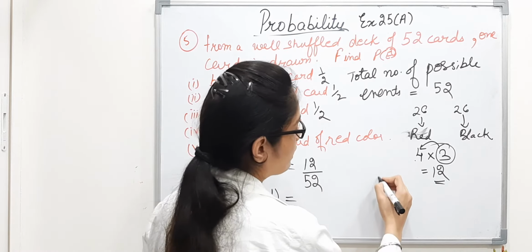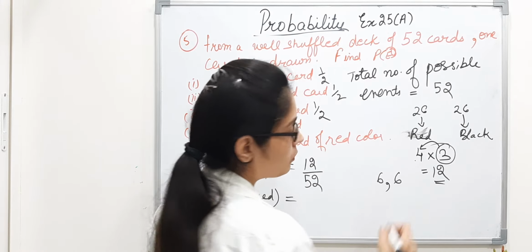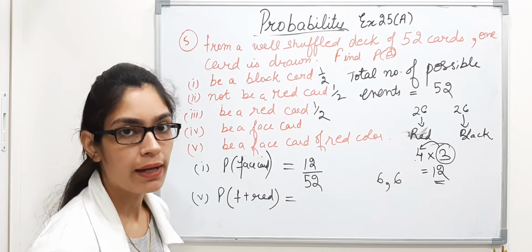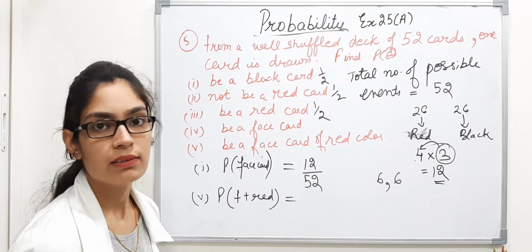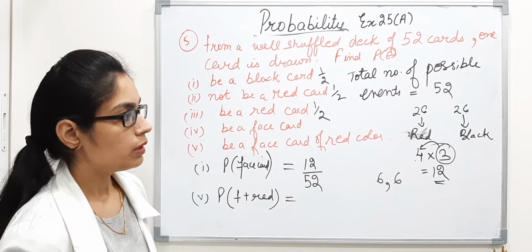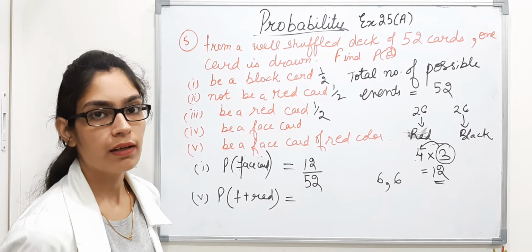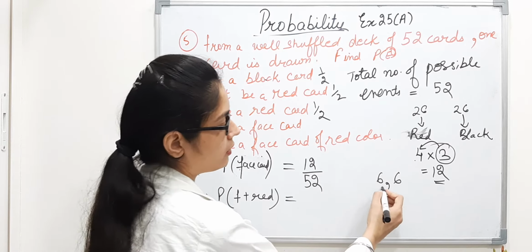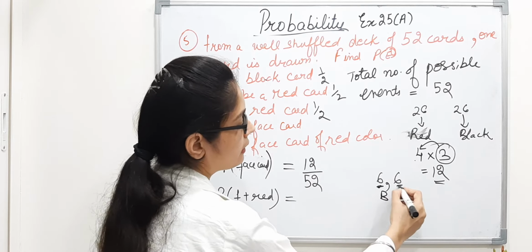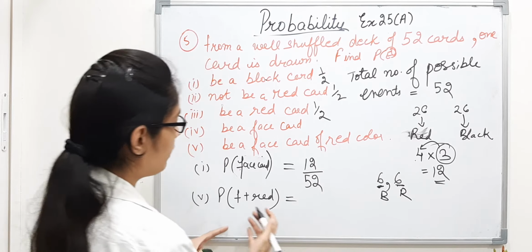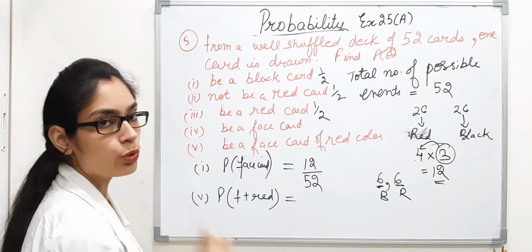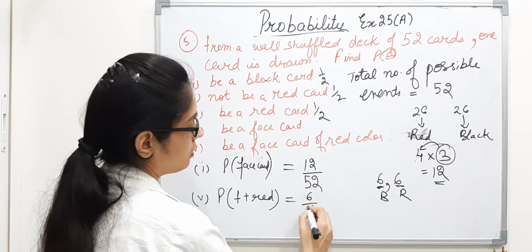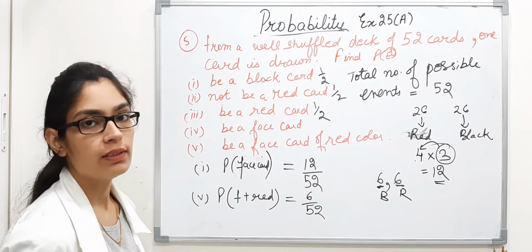See, I have 6 face cards of black color, 6 face cards of red color. This is the data you have to memorize by heart. And I'm sure deck of cards is very common. Everyone might have heard, and some of you might have seen this also. So it's very easy. I have already discussed 6 face cards black and 6 face cards red. So directly you can write, since they have written it should be a face card but of red color, only 6 such cards are there. 6 by 52. Again you can do further cancellation.